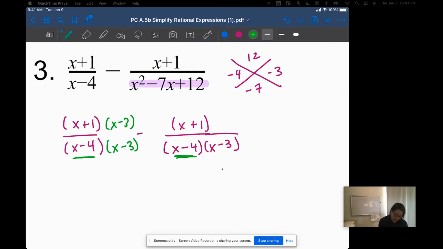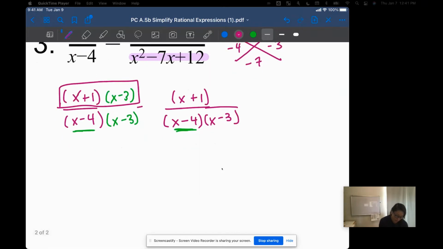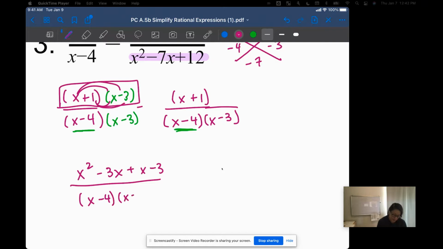Now I'm going to multiply out. x times x gives me x squared. x times -3 is -3x. x times 1 is positive x. And 1 times -3 is -3. Okay, then I'm going to put this all over x minus 4 times x minus 3. I don't multiply out the denominator because at the end I have to test to see if factors are going to cancel, so I might as well just leave the denominator as factors. Okay, then we're subtracting x plus 1 all over x minus 4 times x minus 3.